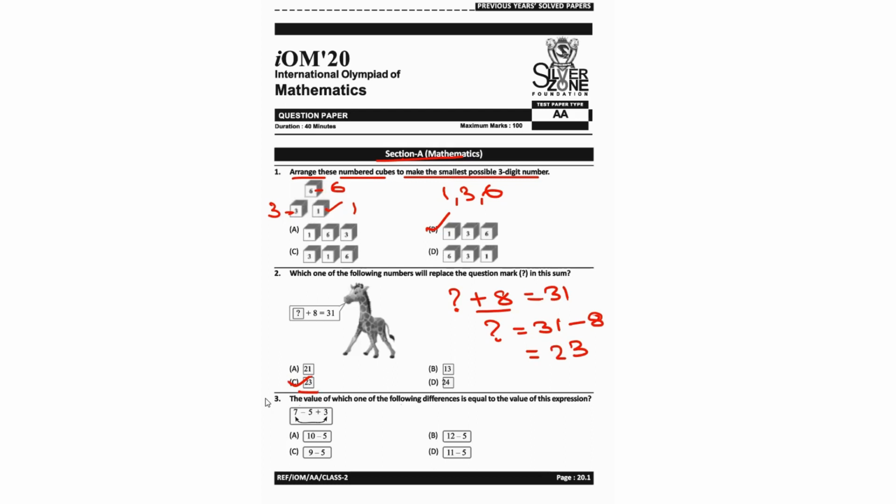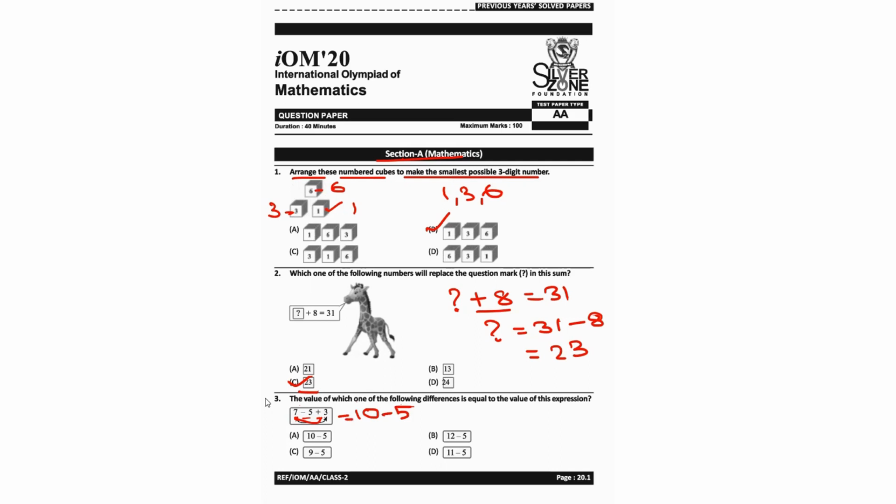Value of which one of the following differences is equals to the value of this expression? Here is an expression given 7 minus 5 plus 3. The arrow mark says first you need to add 7 and 3. So when you add 7 and 3, what do you get? 8, 9, and 10. So you'll get 10. What remains? Minus 5. So when you solve this expression, what will you get at the end?